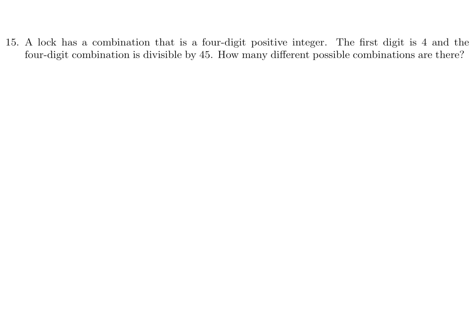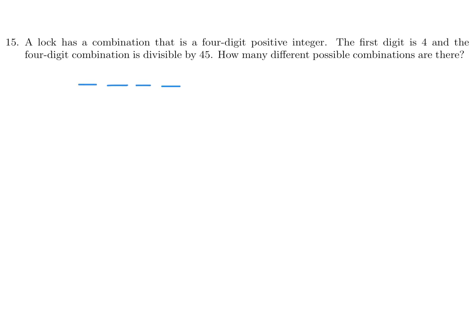A lock has a combination that is a 4-digit positive integer. The first digit is 4, and the 4-digit combination is divisible by 45. How many different possible combinations are there?